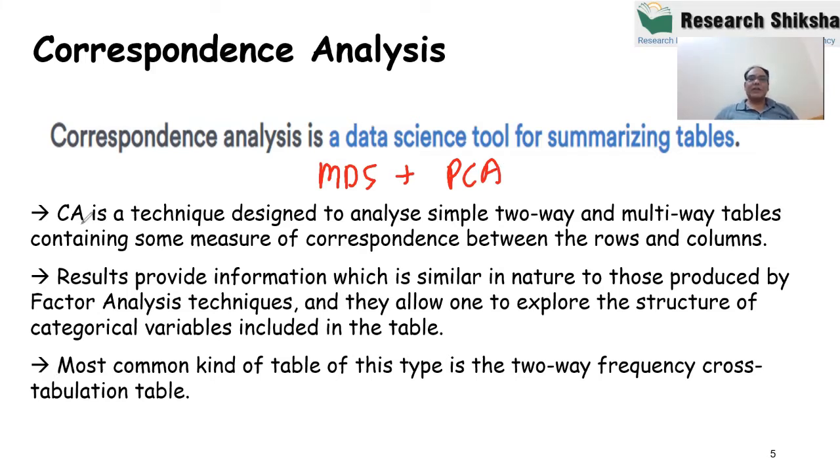Correspondence analysis is a technique designed to analyze simple two-way or multi-way tables containing some measure of correspondence between the rows and columns. In correspondence analysis, we have a table, and this table basically represents the relationship between two variables. One variable comes in the row, like brand, and the second comes in the columns, like positioning. The result provides information which is similar in nature to that produced by factor analysis technique.